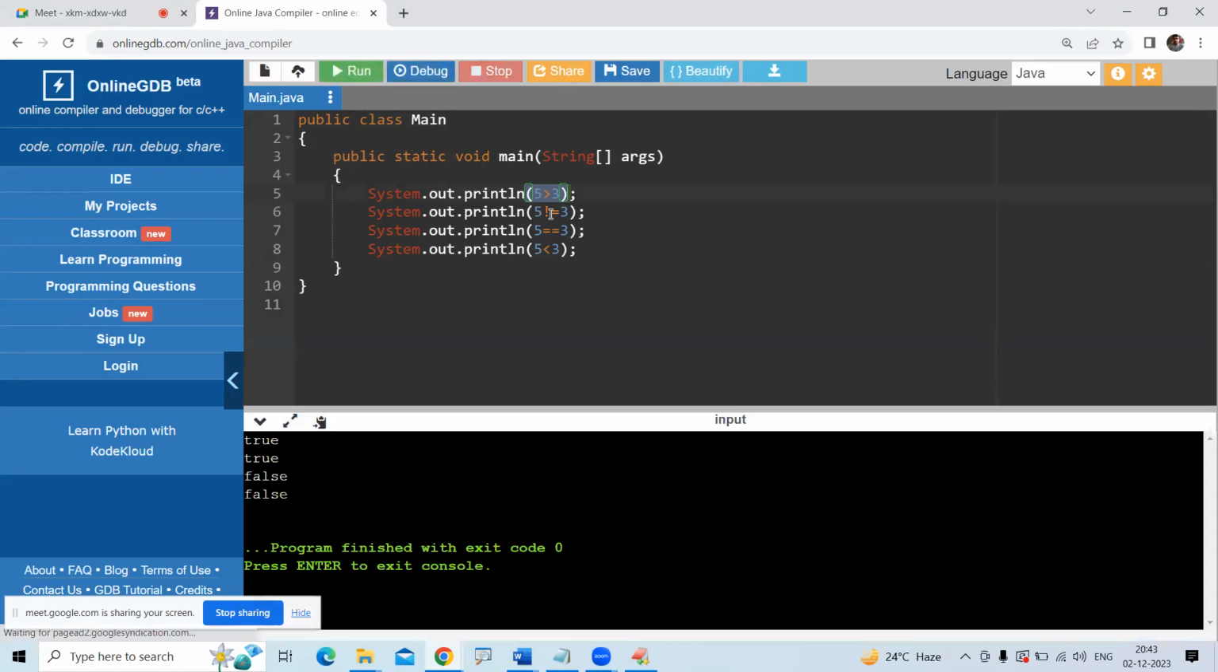5 not equals to 3, yes, the condition is true. 5 equals to 3, the condition is false. 5 is less than 3, the condition is false. Sir, why is true, true, false, false given? I just want to check like this.